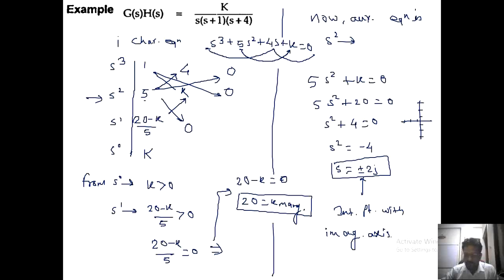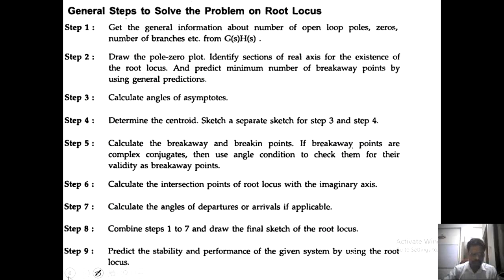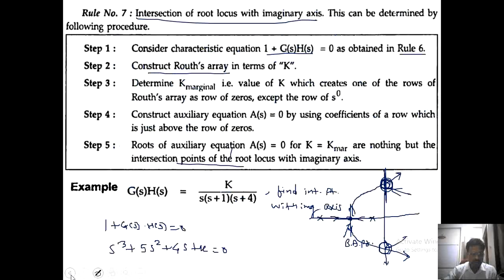So what values did we get as the intersection point? Plus minus 2j. So here and here, 2j and minus 2j, i or j, whatever. So these are the intersection points of the root locus with the imaginary axis. Got it? Clear? So this was rule number 7.